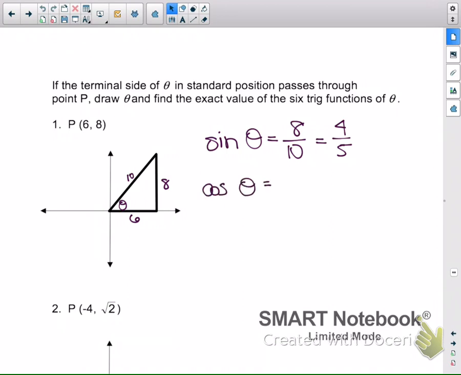Cosine is adjacent over hypotenuse. What is that? 6 over 10, which we reduce to 3 over 5. Oh, we're not even finding the angle. We're just setting it up. I told you math is not real hard right now. Okay. Tangent. Don't get too complicated with this. We're just setting these up. Tangent is opposite over adjacent, 8 over 6, which reduces to 4 over 3.